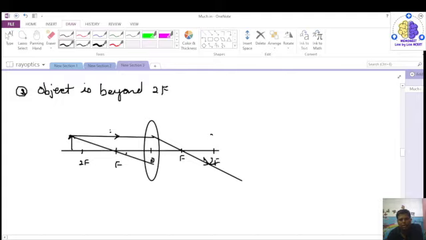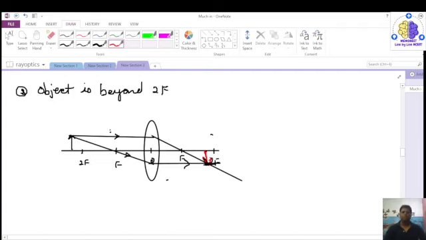A ray passing through the focus will be like this, yes, and then after refraction this will travel parallel to the principal axis, right? So this is the point of intersection of these two refracted rays. So here will be the image formed. This is the image formed, right?